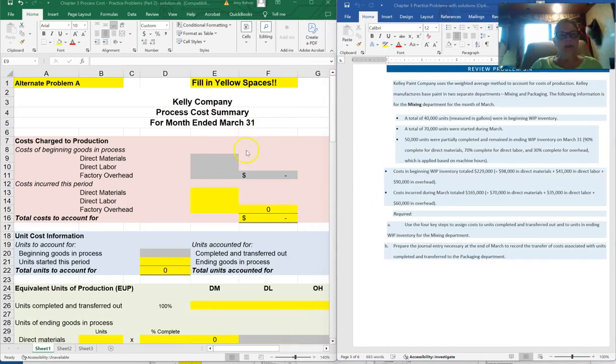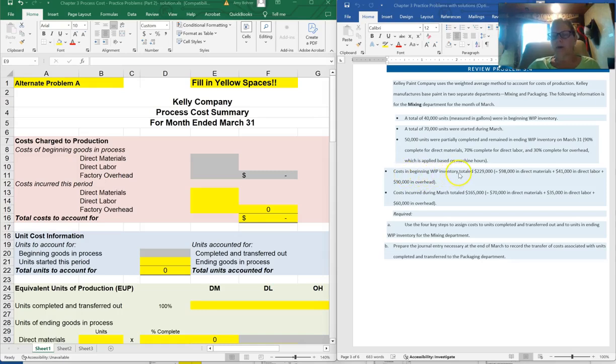And so what we have to do here is fill in the costs, the beginning costs of goods in process. What were they at the beginning of the month? Because you didn't finish everything you had at the end of the month. Last month you still have some products that are in production or in process. And then these are the costs that were incurred during the period to finish these goods and or start new ones. And so they tell us the costs here.